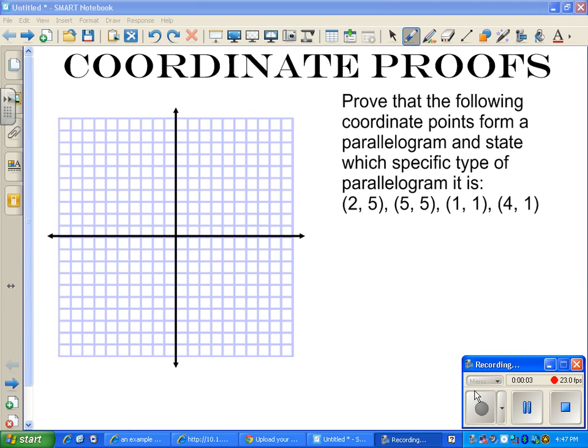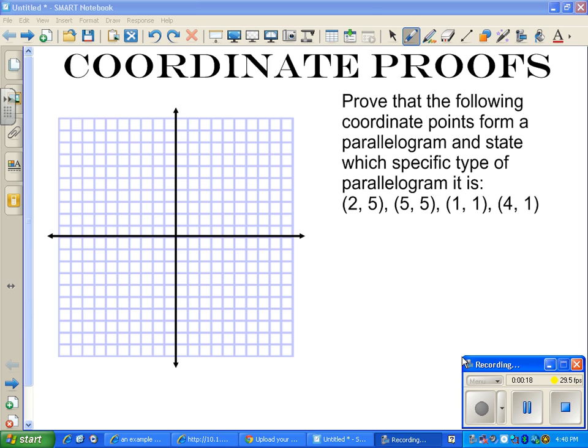Hi everyone, so today we're talking about coordinate proofs. So basically you're going to be given coordinate pairs to graph on a grid, and then you have to see what type of shape it is. So for example, is it a parallelogram? Is it specifically a rhombus, a rectangle?